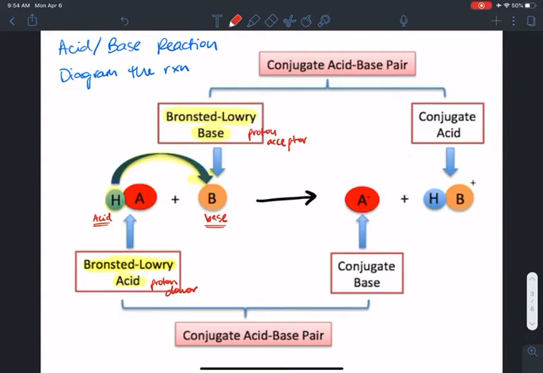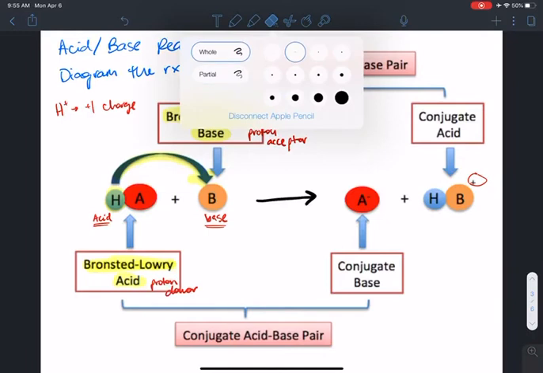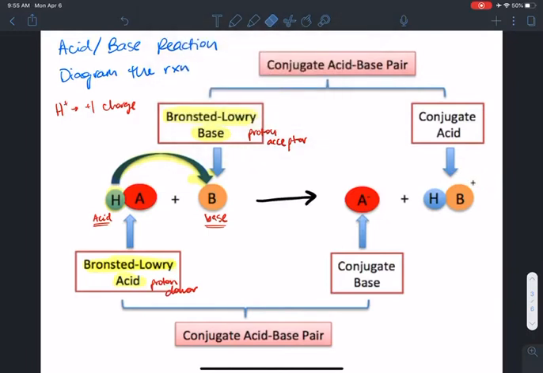And then B gained that proton. Remember that protons' charges are +1, right? Proton has a +1 charge, which means that if molecule B was neutral and we added a +1 charged proton to it, the total charge is going to be +1. So all the charges balance out, and that's perfectly fine.